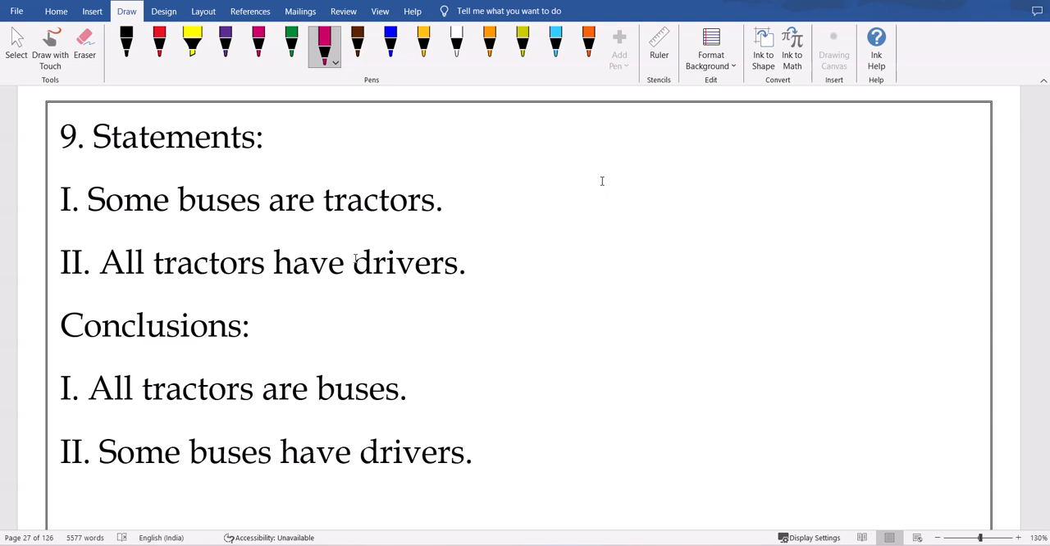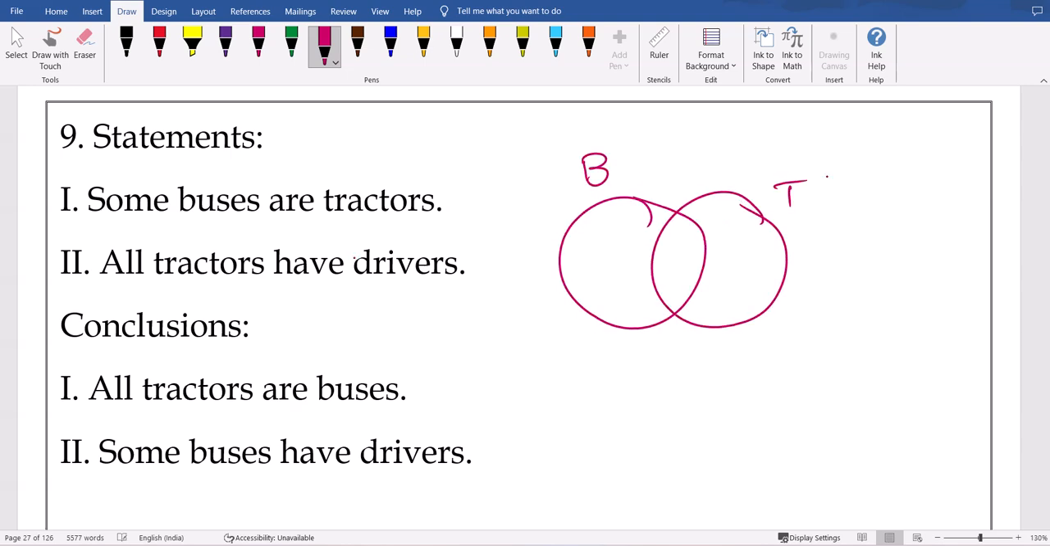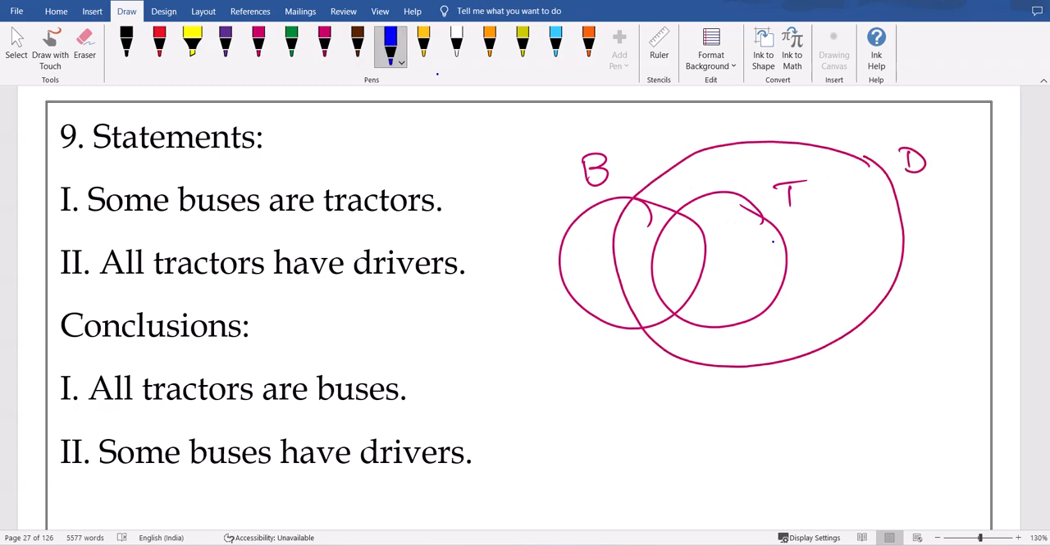What about the 9th one? Some buses are almost, see, sir, it's repeated, sir. My dear friend, there are only 3 to 4 statements. One is all, one is some, one is no. They use the same things only. That's why it may seem like repetition is happening. Okay, in almost any book you can find similar questions. Some buses are tractors. All tractors have drivers. So, now all tractors are buses? No. First one failed. Some buses have drivers. Second one true.